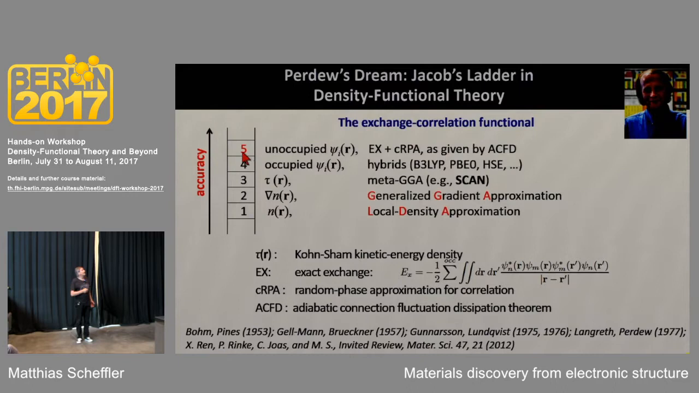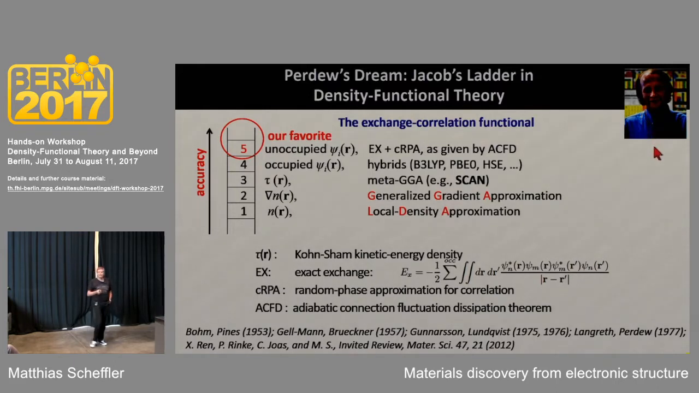And then even higher, unoccupied states, where you have exact exchange and correlations treated in the so-called random phase approximation, as given by the adiabatic connection fluctuation dissipation theorem. I think Igor may talk a little bit about this. This is somehow our favorite, but when I say this is our favorite, one also has to say this is a factor of 1,000 or 10,000 more expensive than anything else, so you cannot really do production calculations. You can make a test calculation with this, but you cannot really use this for production.